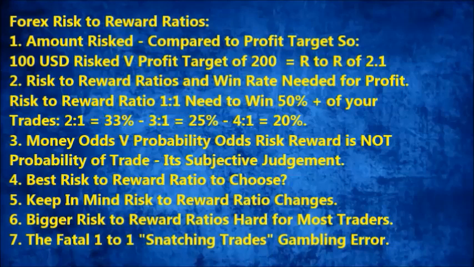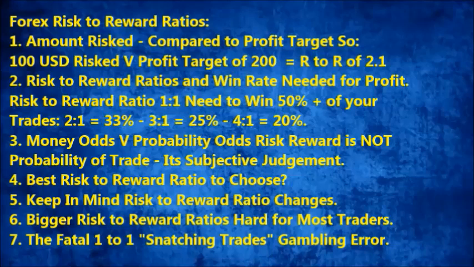Now, what is the best risk to reward ratio? I'll just come back to that in a moment, but what I want to do is cover the next point first, which is very important, which is a common problem from most beginners. What they do is they confuse money odds with probability odds. The risk to reward ratio you choose for your trades is not the probability of the trade coming right. It's a subjective judgment made by you in relation to your strategy. And you've always got to keep that in mind.